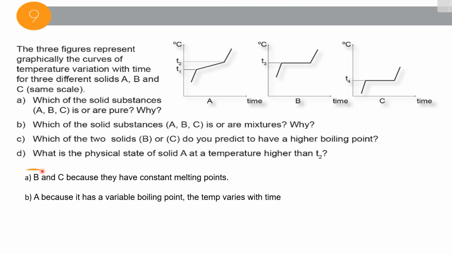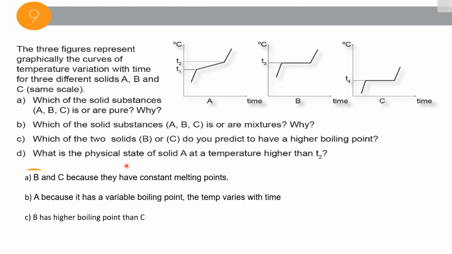Part C. Which of the two solids B or C do you predict to have a higher boiling point? B or C? B has a higher boiling point than C. How do we know? From the curve, the temperature in B increases more than the temperature in C.